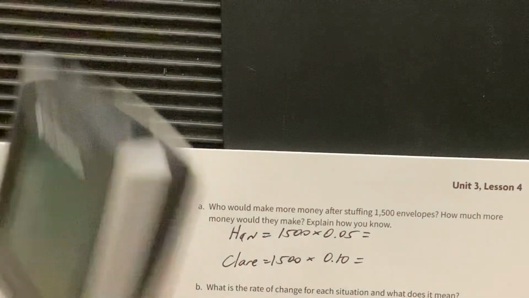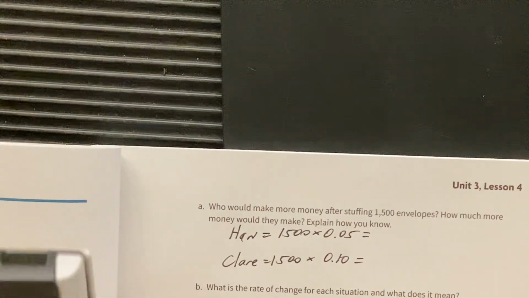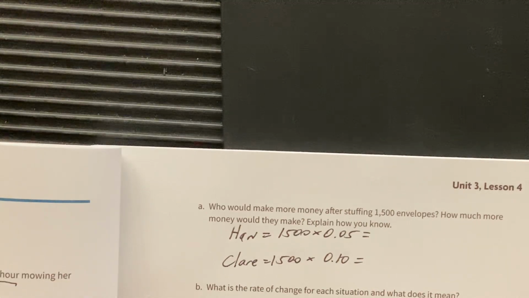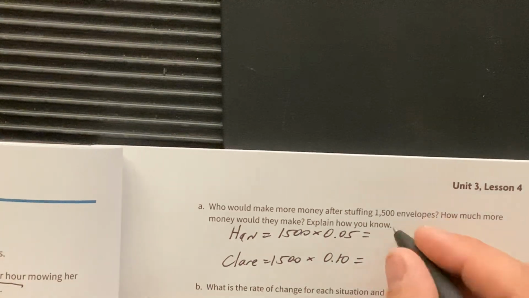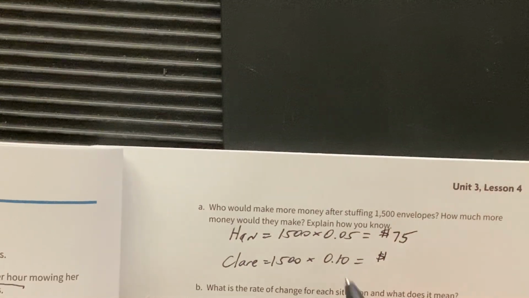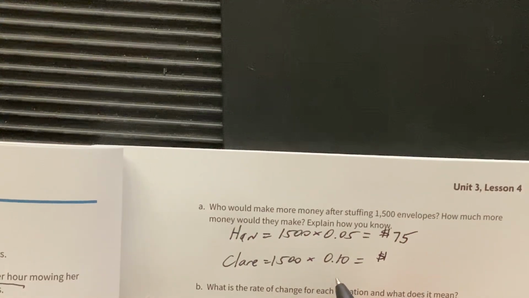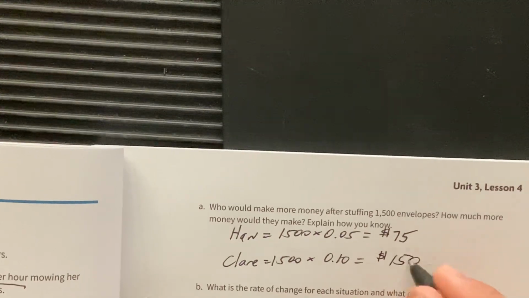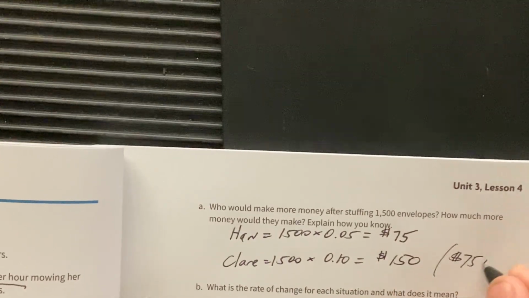So 1,500 times 5 cents, 1,500 nickels, is $75. Yeah. So Claire is making double that, right? So she's gonna make $150. Yeah. So she makes $75 more.